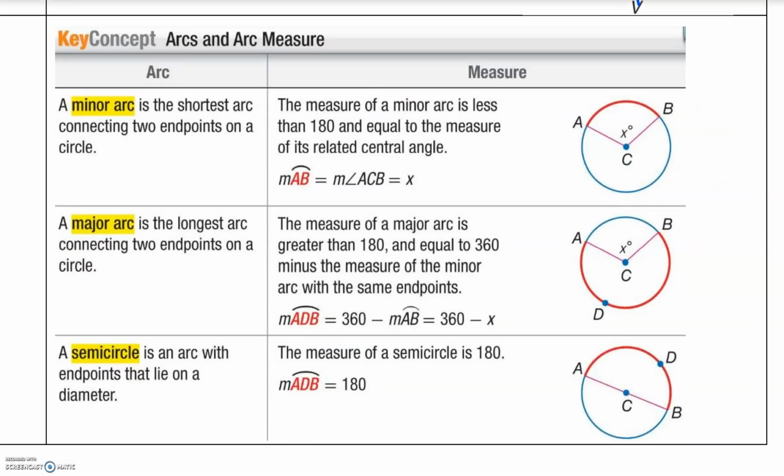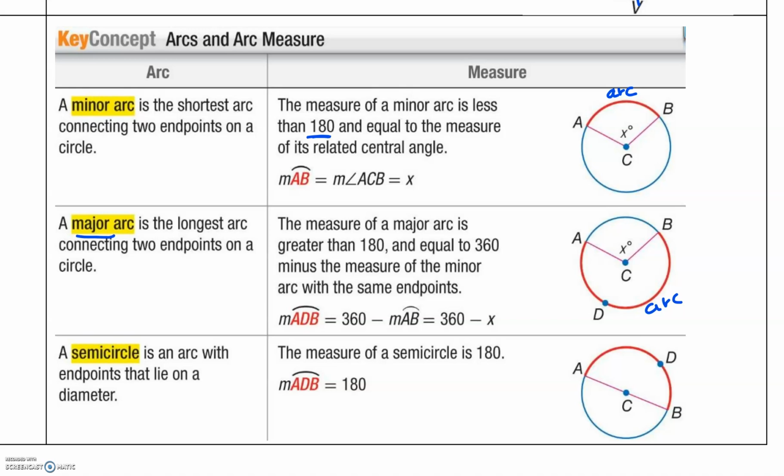Arcs are the connecting endpoints on the circle here. So this right here would be an arc. This right here would be an arc. Now this would be a minor arc because it is less than 180. And again, it equals that central angle.